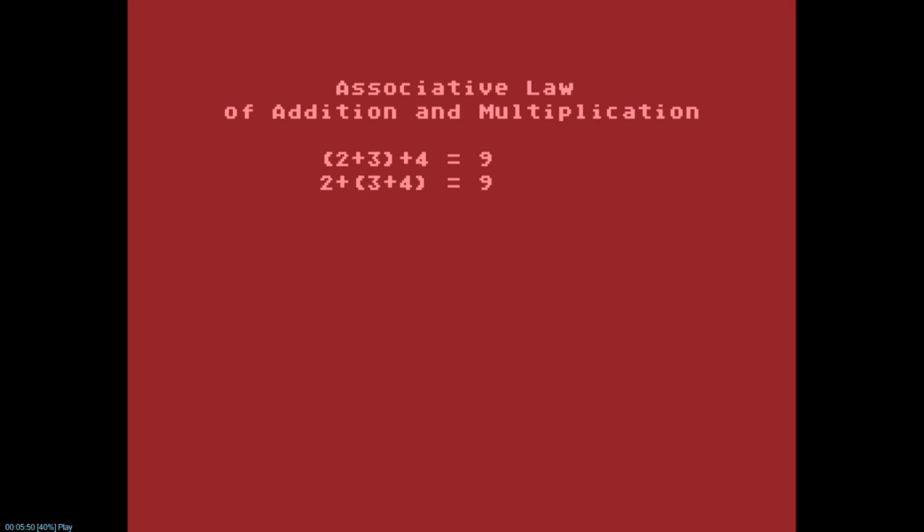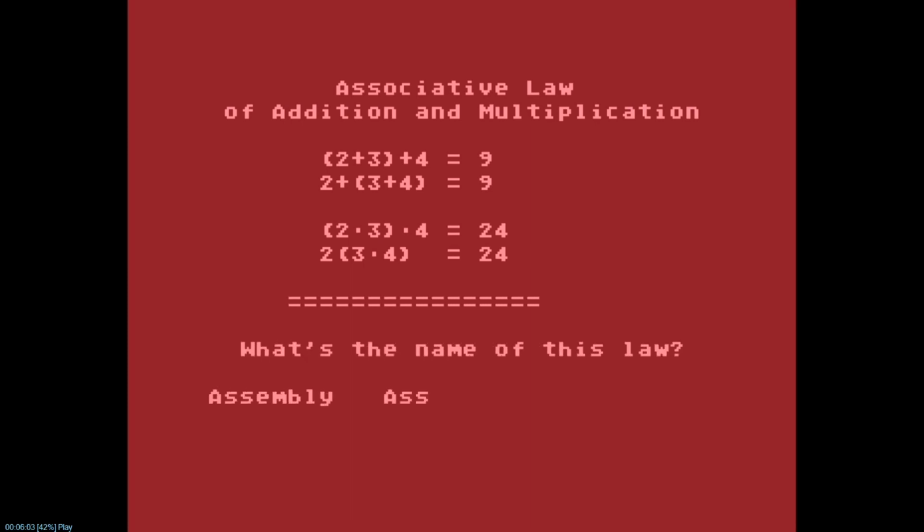Right. The associative law of addition and multiplication tells us that when you add 2 plus 3, then add 4, you get the same answer as when you add 2 to the sum of 3 plus 4. Also, you may multiply 2 by 3, then later multiply the product by 4, to get the same result as if you multiplied 2 times the product of 3 and 4. What's the name of this law?